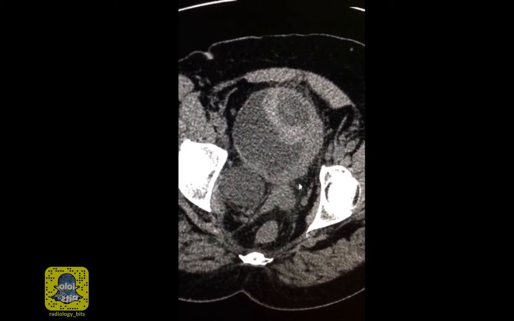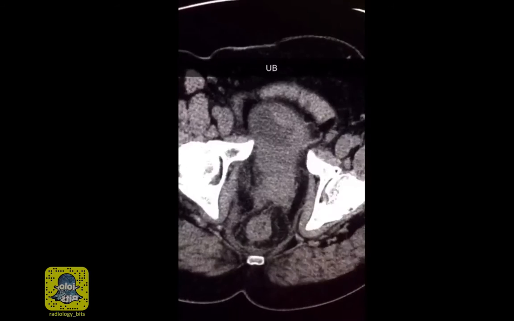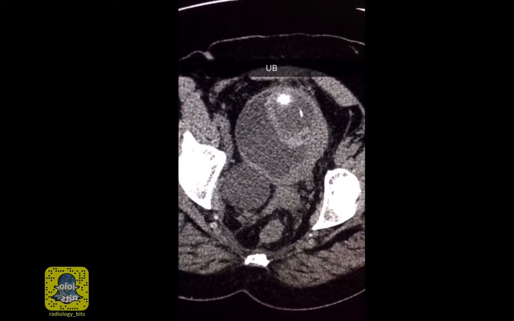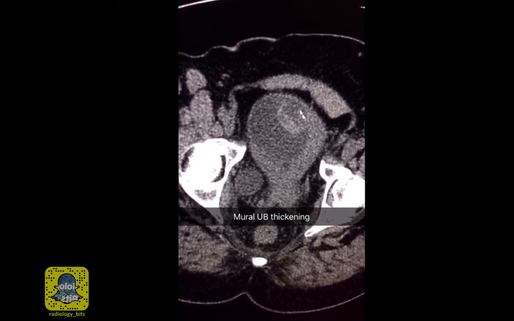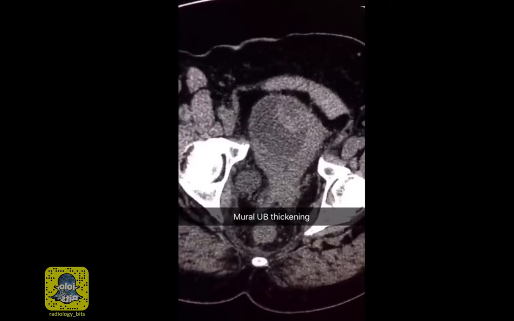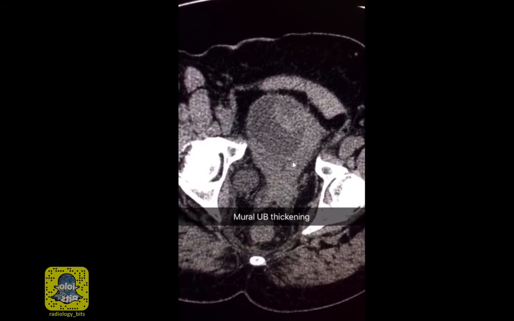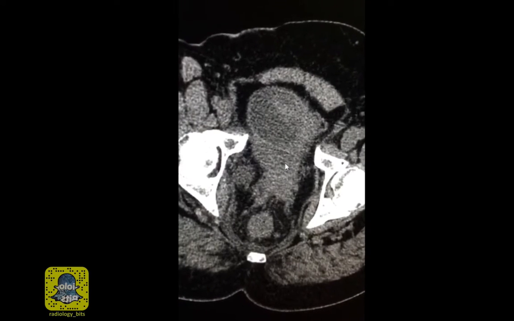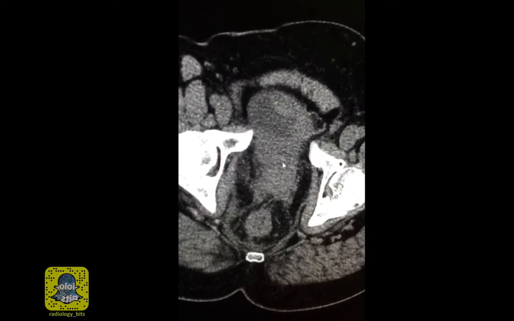Now let's try to explain all the unusual appearances that we see in the pelvis. This is a distended urinary bladder. The wall of the urinary bladder should be very thin and difficult to see. However, there is near circumferential thickening as you see on the other side. The thickening of the urinary bladder extends inferiorly to involve the outlet at the junction with the urethra.